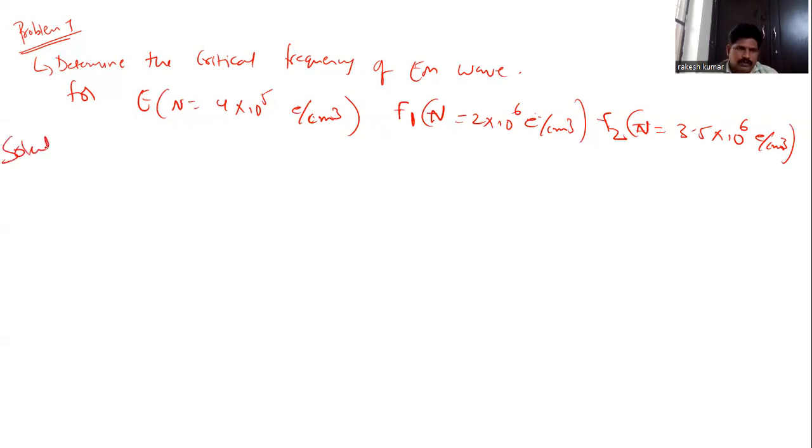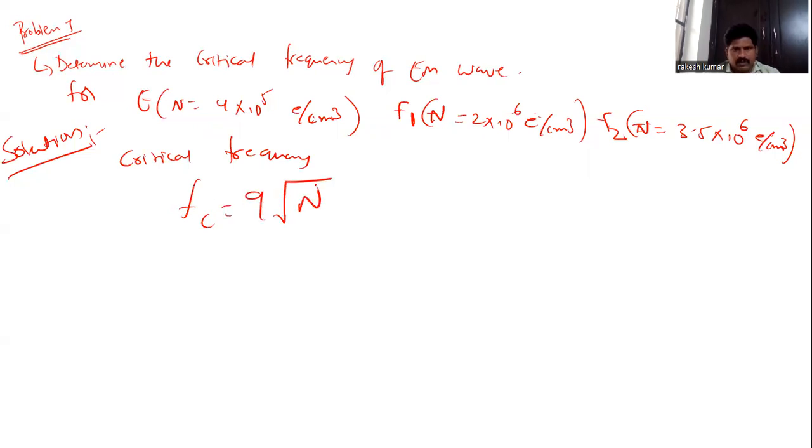You want to find the solution for this. In this entire wave propagation, we have derived the formula for the critical frequency. So the formula for critical frequency: Fc is equal to 9 root n, where n indicates the number of electrons per cubic meter.